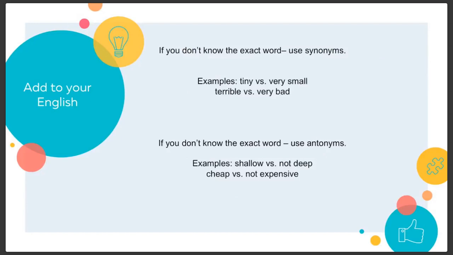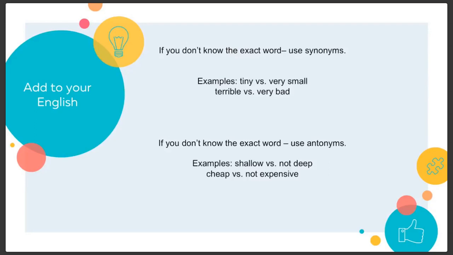If you don't know the exact word, you can also use synonyms, words that are similar. So if you don't know how to say tiny, for example, you can say very small. Or if you don't know how to say terrible, you can say very bad. All right? This is okay.